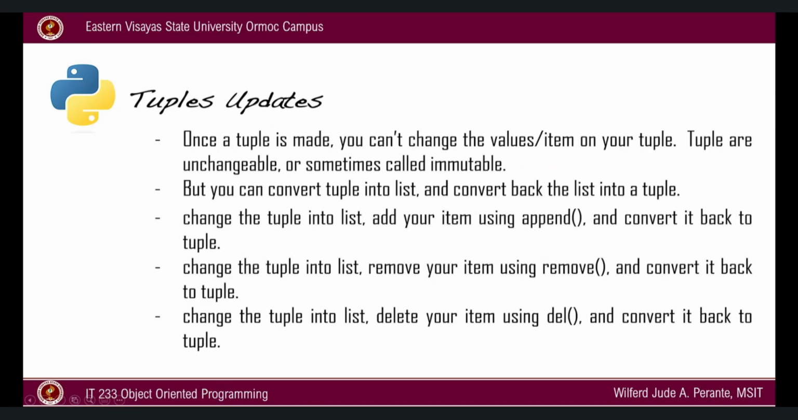Tuple updates. Once a tuple is made, you cannot change the item values in your tuple. Tuples are unchangeable, or sometimes called immutable. But you can convert a tuple into a list, and convert the list back into a tuple. Change the tuple into a list, add your item using append, and convert it back to a tuple. Change the tuple into a list, remove your item using remove, and convert it back to a tuple. Change the tuple into a list, delete your item using del, and convert it back to a tuple.